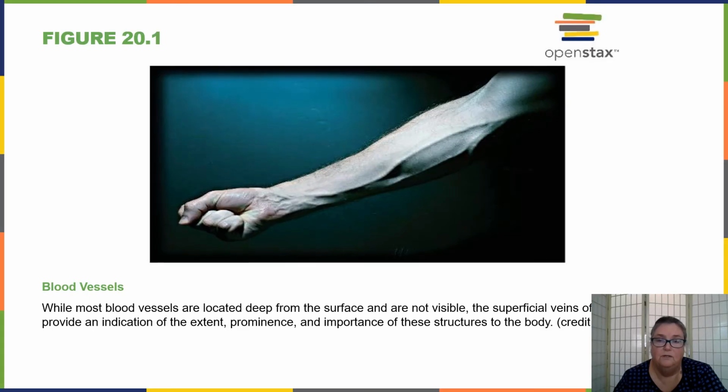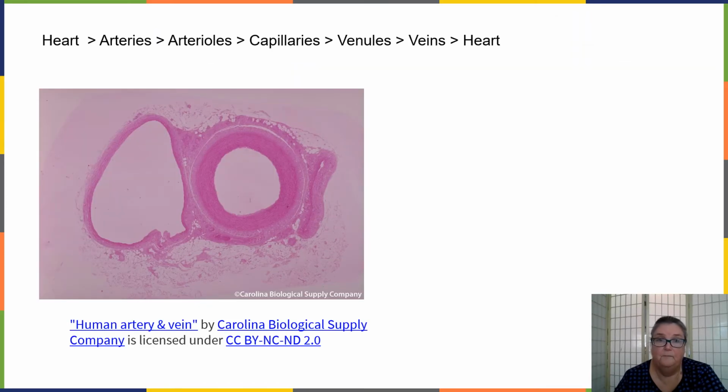Blood vessels are the arteries, veins, and capillaries. In this case, we see some veins on the surface of the arm, but most of the blood vessels are deep to the surface. They're farther in from the surface. Arteries and veins.